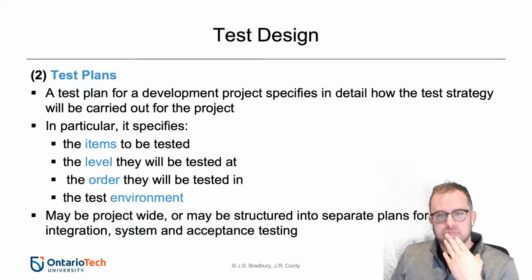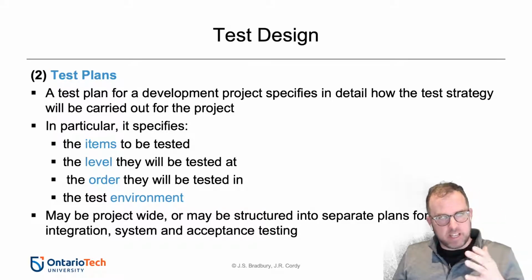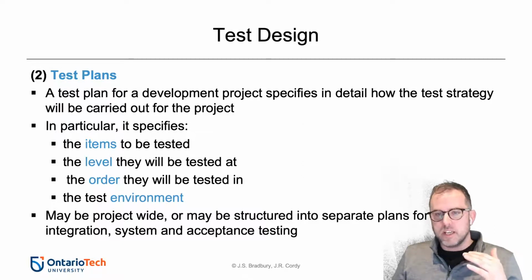Once you have a strategy, the next thing you want to do is come up with a plan. The test plan is really how you're going to realize the strategy in a given project. Your strategy for testing could be your organizational strategy or your team strategy that applies to multiple projects. The test plan is really project specific and says, how are we going to achieve this strategy in this project?